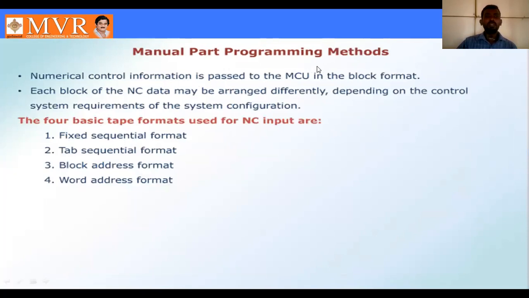Manual path programming methods. Numerical control information is passed to the MCU, the machine control unit, in the block format one. It receives the numerical control program one. After that it converts it into mechanical motion one. That's why we use the MCU in the block format one.